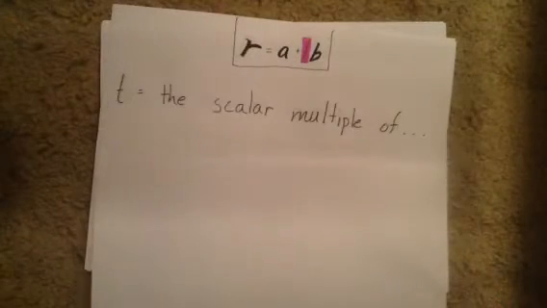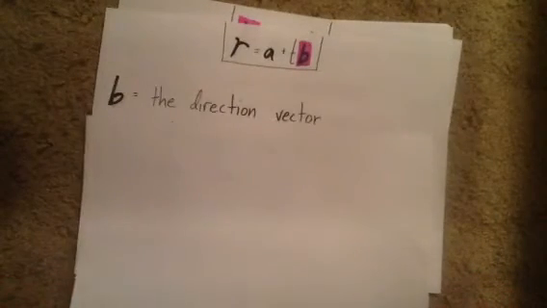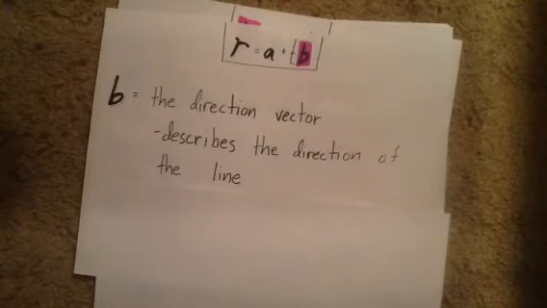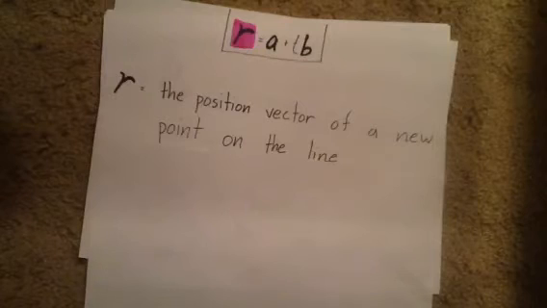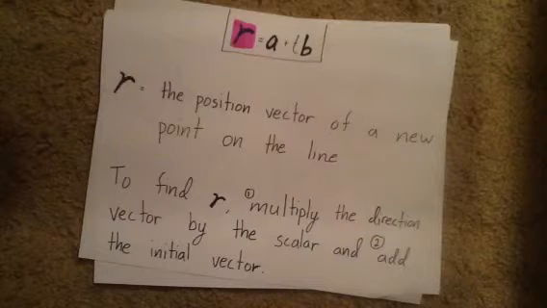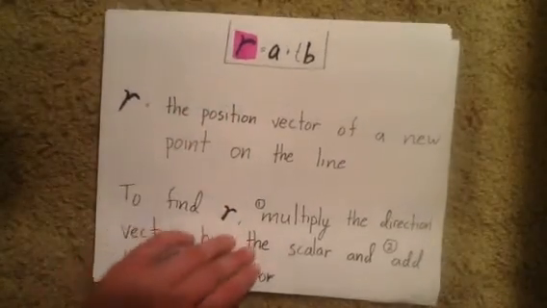The next variable we will look at is t. T is the scalar multiple of our next variable, b. B is the direction vector. This describes the direction of the line. Our last variable is r. R is the position vector of a new point on the line. To find r, first multiply the direction vector by the scalar, and then add the initial vector. Follow the order of operations.